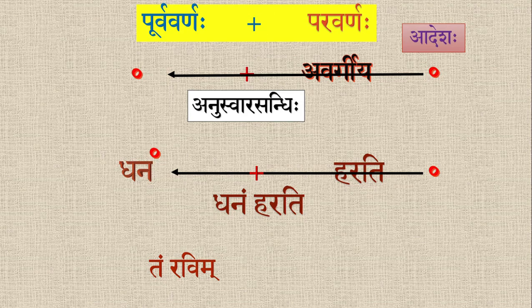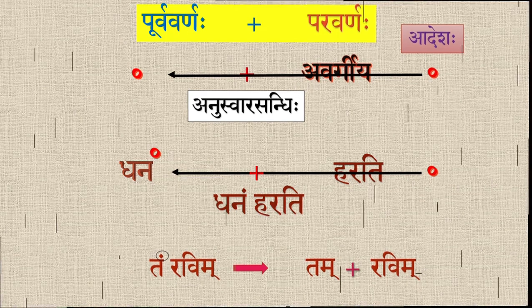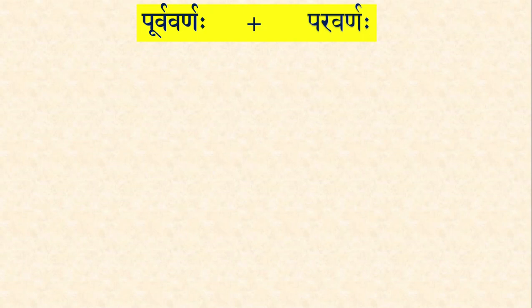When you want to split Tam Ravim, it becomes Tam Ravim by just placing Ma instead of Anuswaraha. Tam ravim becomes tam plus ravim. This is all we have about Anuswara Sandhi. Quite simple, isn't it? We shall now study the last type of Sandhi, that is Parasavarna Sandhi.